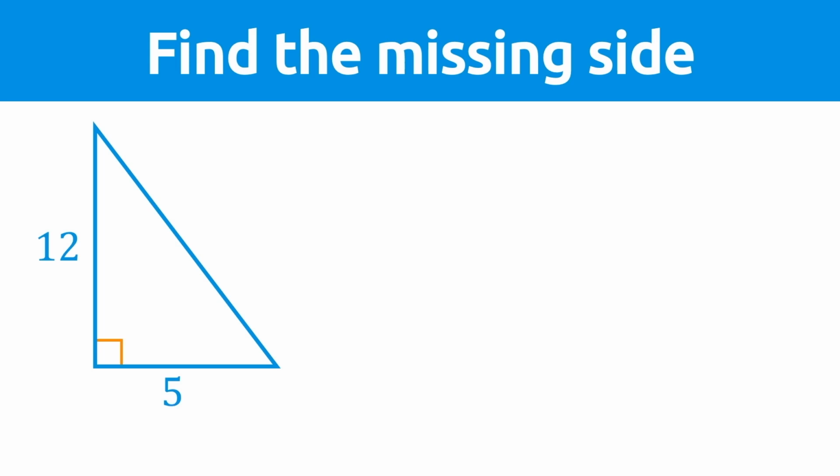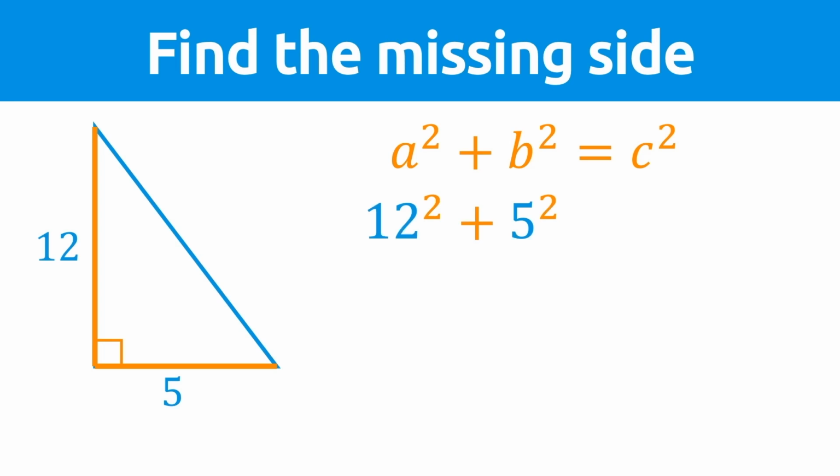We know two of the side lengths, 12 and 5, so we can use the Pythagorean theorem to find the third side length. But which letters do those sides represent? Well, since they are both adjacent to or touching the right angle, they are both legs, so we call them A and B. It actually doesn't matter which one is A and which one is B, as long as they are both legs of the triangle. The missing side is across from the right angle, so it is the hypotenuse, and we call it C.